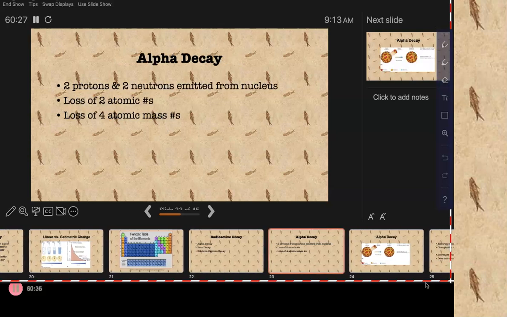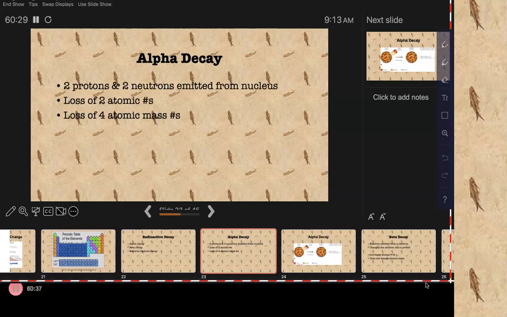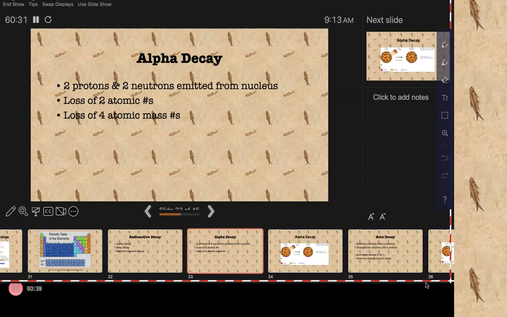All right, so alpha decay, back to the point. Sorry, that was a huge tangent even for us. What time's class done? 25. All right, we got a few more minutes. 2 protons, 2 neutrons. 2 atomic numbers is 4 and 4 masses.